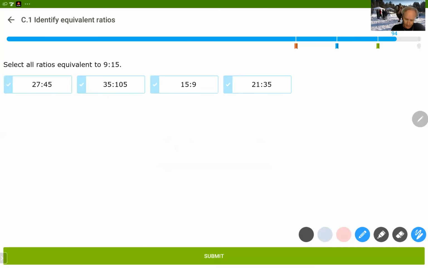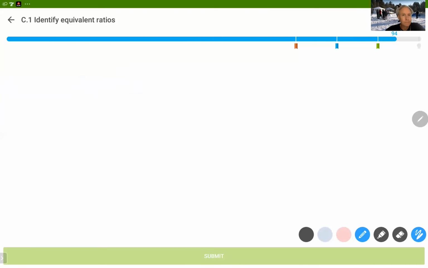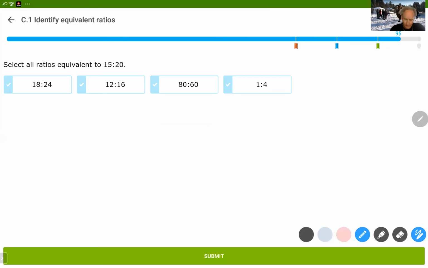9 to 15 divide by 3, and you get 3 to 5. And if we multiply by 9, we get this one. If we multiply by 7, we get this one. And there's no way to get the other two. Okay. 15 to 20 is the same as 3 to 4. And multiplying by 4 gives us that one. Multiplying by 6 gives us that one. That's it.